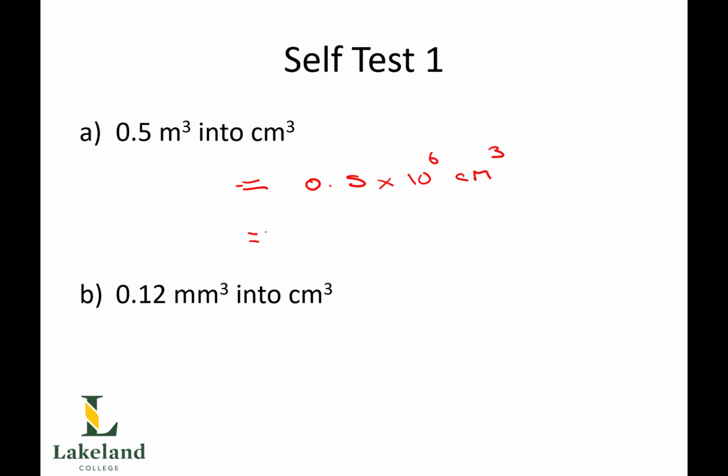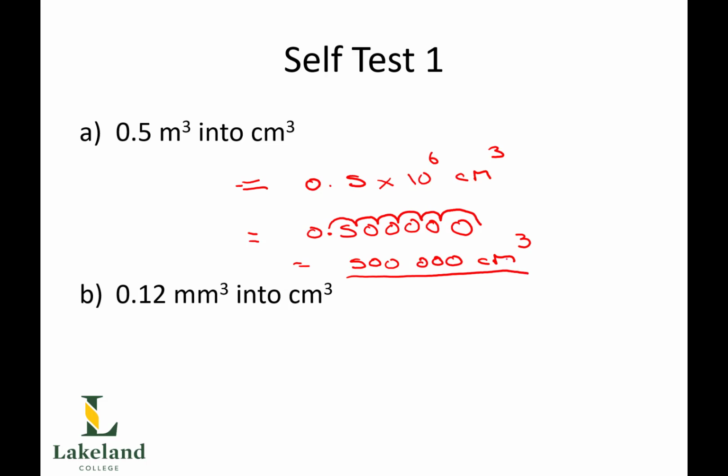If you want that as an actual number, then if we take our 0.5 and we throw some zeros in here, we can go 1, 2, 3, 4, 5, 6, which gives us 500,000 centimeters cubed. So in other words, 0.5 meters cubed is 500,000 centimeters cubed. But again, I wouldn't bother writing it like this. I would just get used to using your exponentials. So I'd express it as 0.5 times 10 to the power of 6.